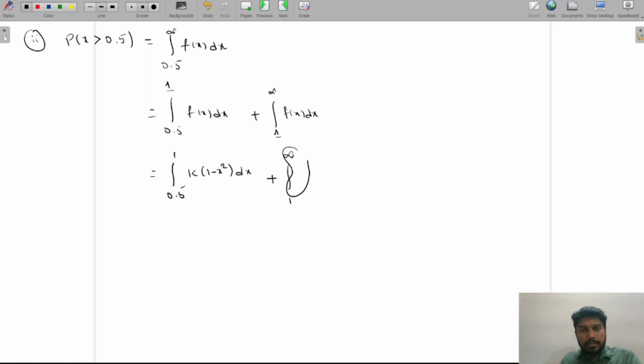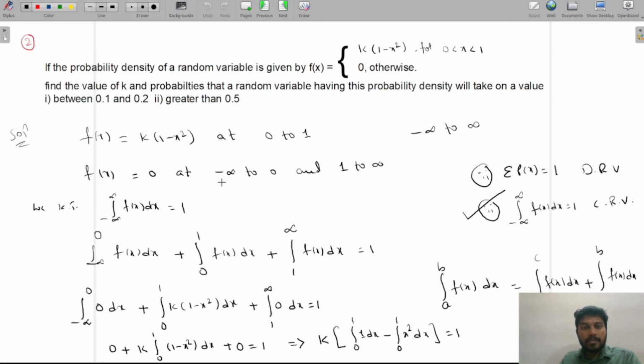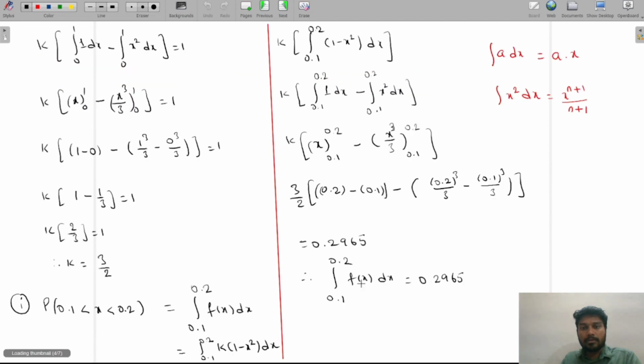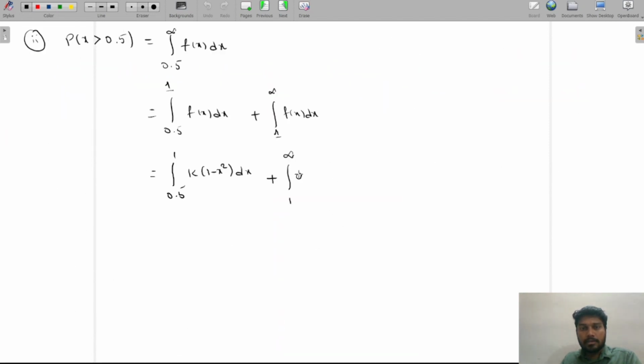So at these limits, when x values are 1 to infinity, what is the value of f(x)? Tell me. 1 to infinity. See, 1 to infinity is here. So f(x) is 0. f(x) is 0. So I can write here 0 into dx. So next step, keeping k outside, k times the integration from 0.5 to 1 of (1 minus x squared) dx.